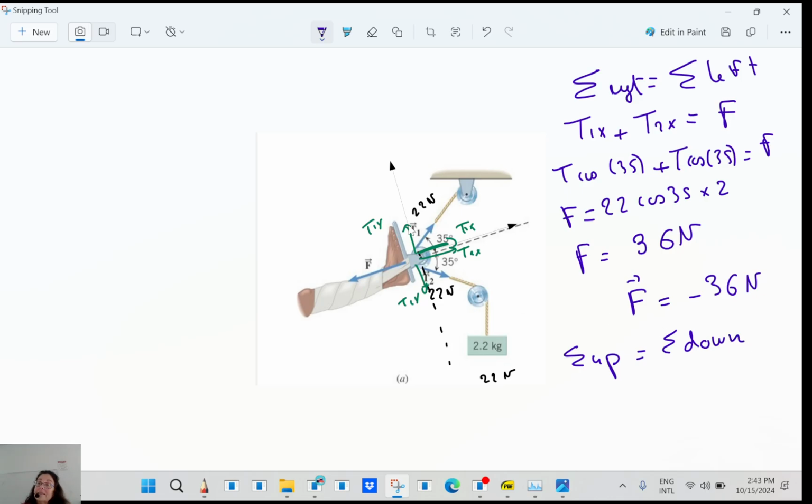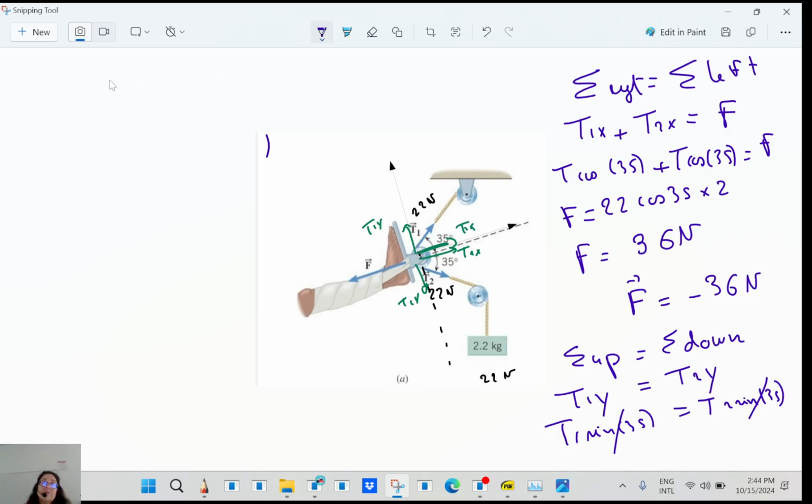So it doesn't bring us any information. It just says that T1y will be equal to T2y. So T1 sine 35 equals T2 sine 35. It just means that T1 equals T2, but we already knew that.